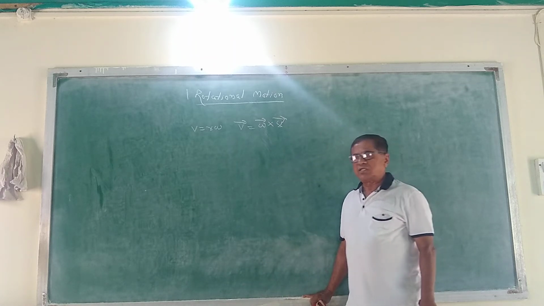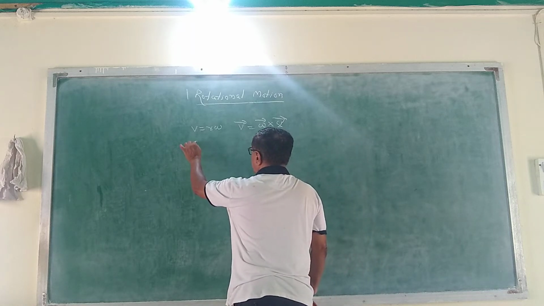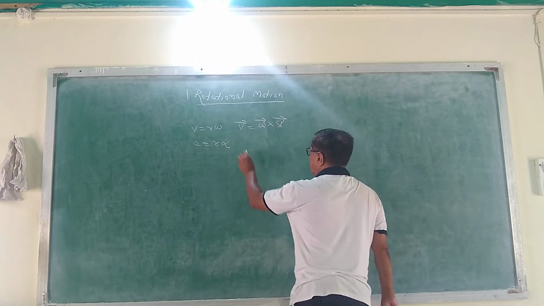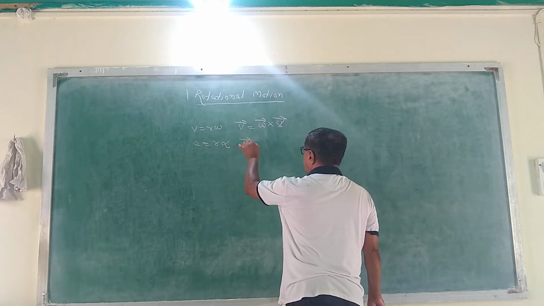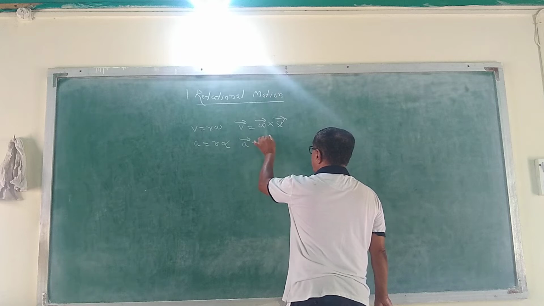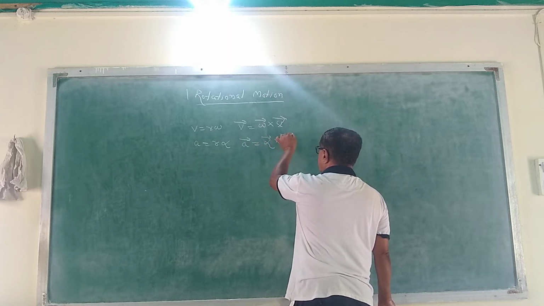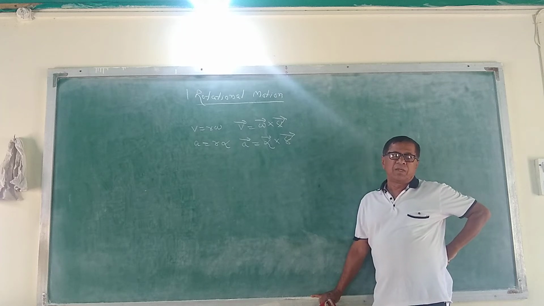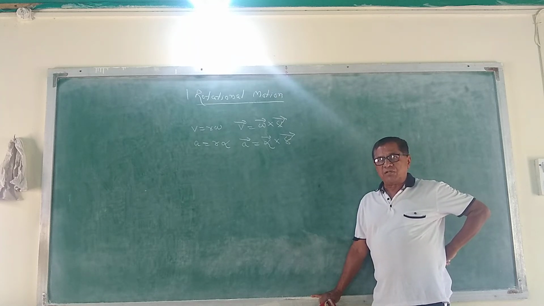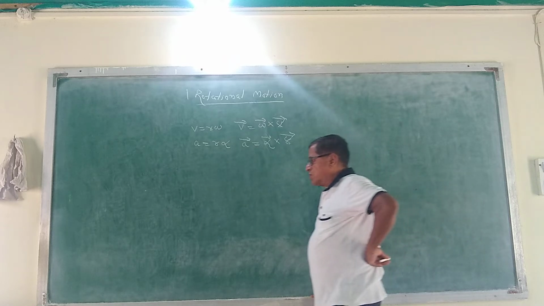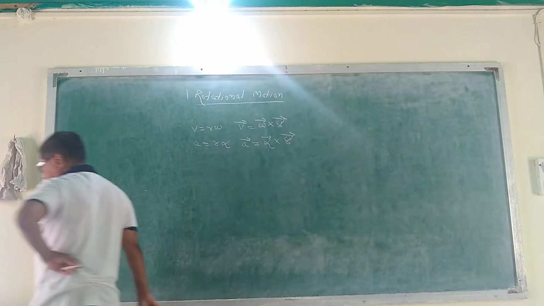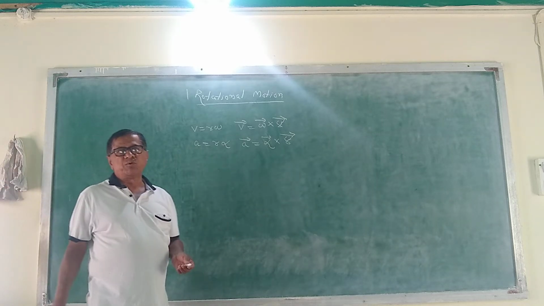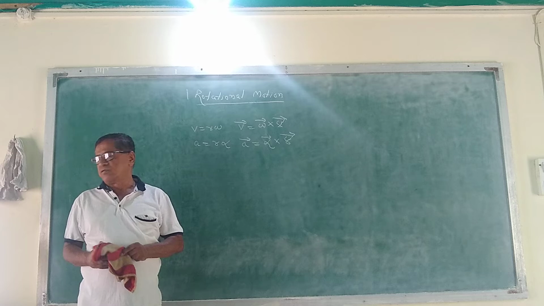Same is for the acceleration. For the acceleration, A is equal to R alpha. In the vector form, A bar is equal to alpha bar cross R bar. Then the centripetal acceleration. Centripetal acceleration is the acceleration which is along the radius and toward the center.